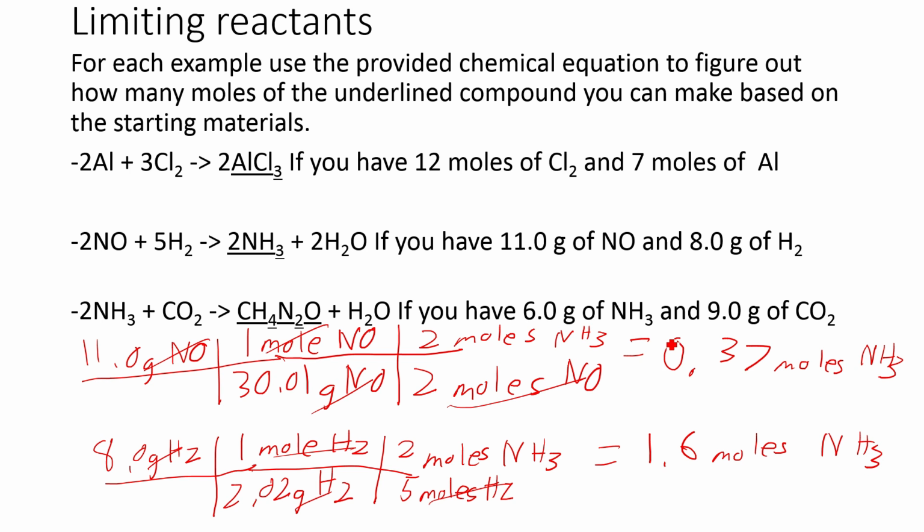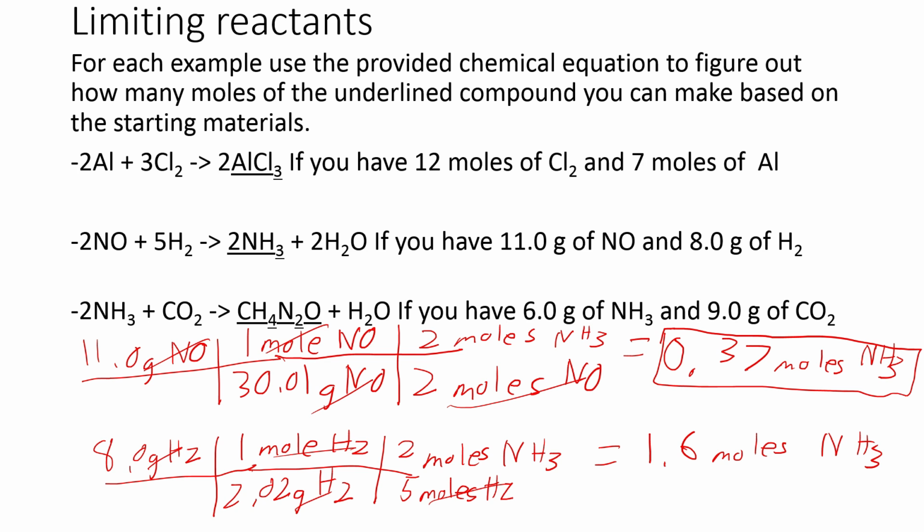Clearly, our limiting reactant is our NO. So if it asked you to specifically write the limiting reactant, you would say it was NO. And then we would box our answer of 0.37 moles of NH3. Because clearly we run out of NO much sooner than we run out of hydrogen, even though there are fewer grams of hydrogen. Because you'll notice the hydrogen has a smaller mass. So that's one way that can happen.